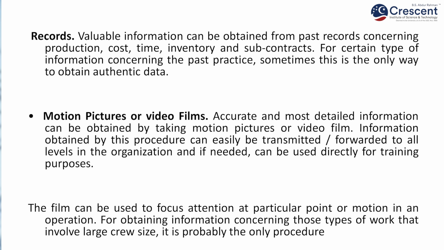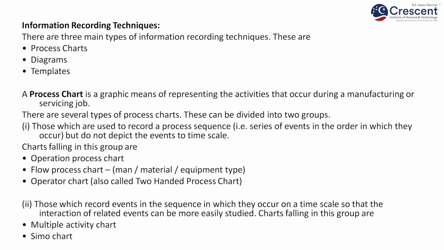The third aspect of information collection is records. Most of the time past records are consulted for valuable information like production cost, time, inventory and subcontractors, so these are authentic. The last one is motion picture cameras and video films. Most of the time, for accurate and more detailed information, we take motion pictures. It is easily transferable, easily forwarded to all levels, and we can directly use it for training purposes.